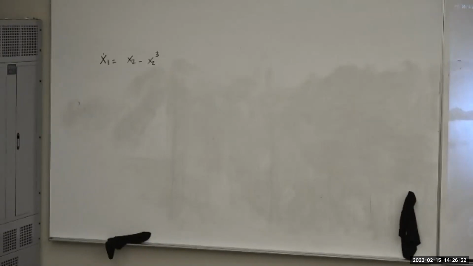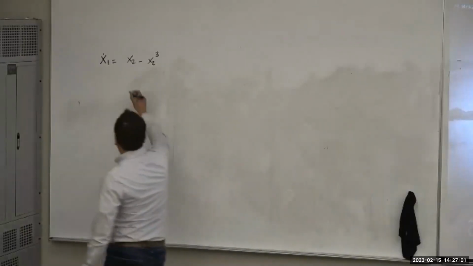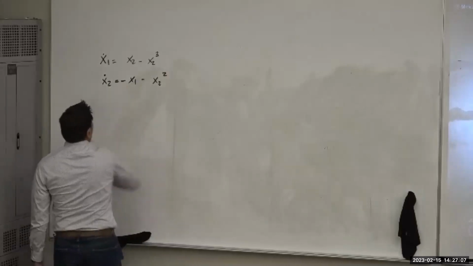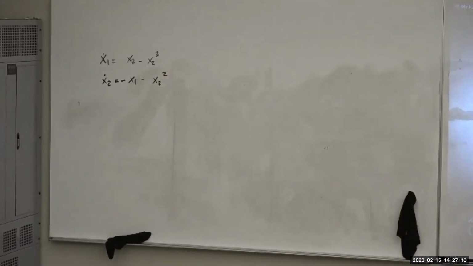So that's the first differential equation, and the second is this one. What we need to do here is to sketch the phase portrait of the system. You have a nonlinear system, because the derivatives of the state variables are nonlinear functions. So what is the first thing we need to do here? Find the equilibrium points.